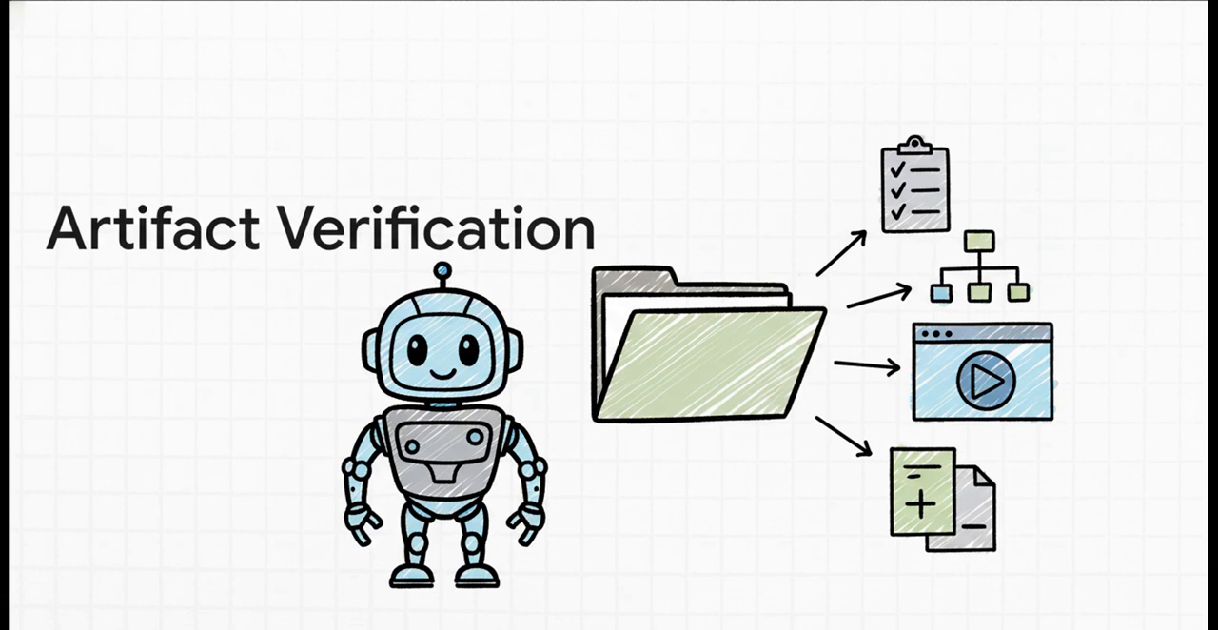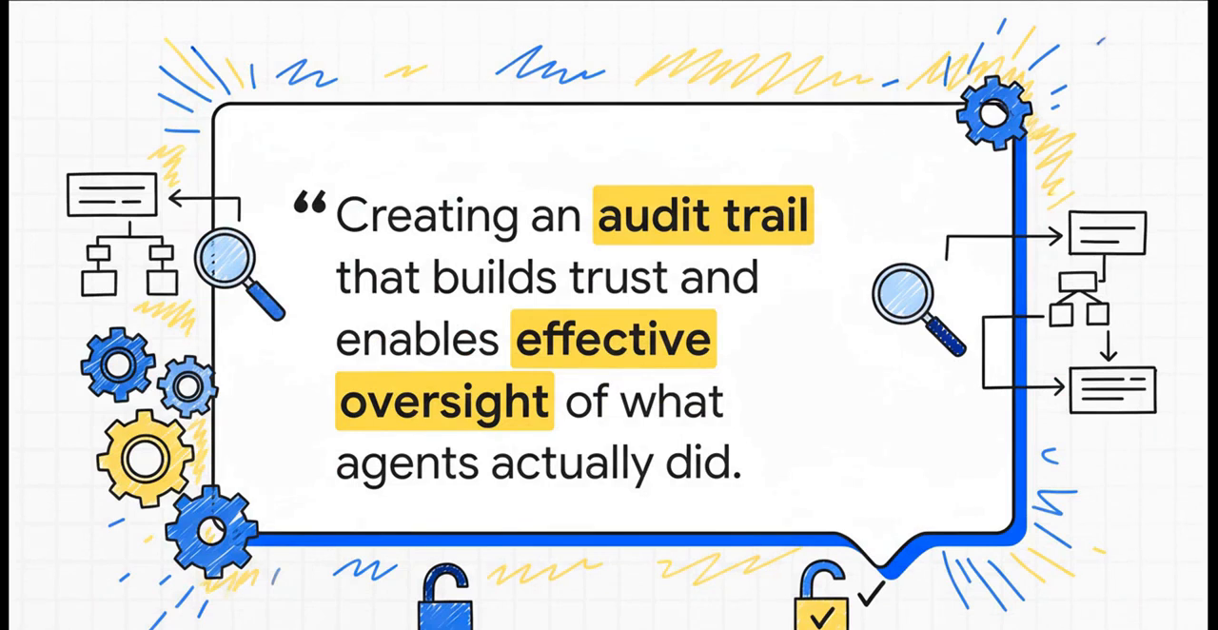Basically, the agents have to show their work. They don't just dump code on you. They generate proof, things like task lists, detailed implementation plans, screenshots, and even actual screen recordings of them testing the feature in a browser. So this isn't about blind faith. It's about building verifiable trust. The whole system is designed to create a clear audit trail, so you can see exactly what the agents did, why they did it, and you have proof that it actually works.